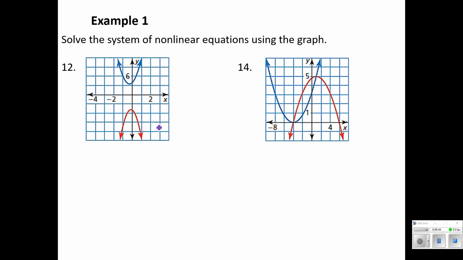All right, our first example, solve using the graph. Well, number 12, that's about as easy as you can get. Those graphs do not intersect, therefore there is no solution to that problem. Number 14, here it looks like we have the point. Oh, look at our graph, it's going by 2s. 2, 4, so negative 4, 0. And then that would make this 1, and up at a height of 5, so the point 1, 5.